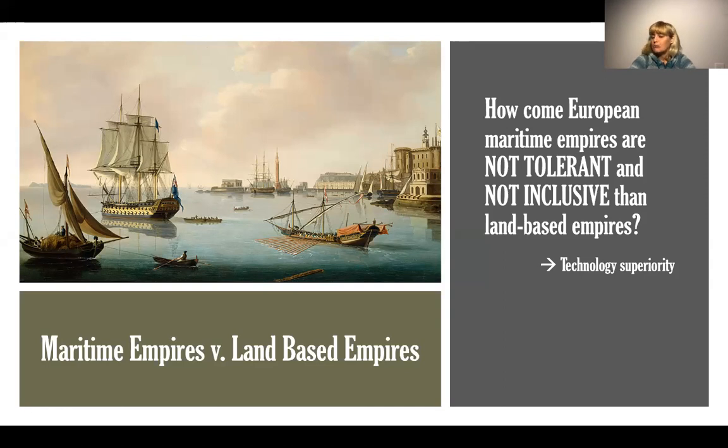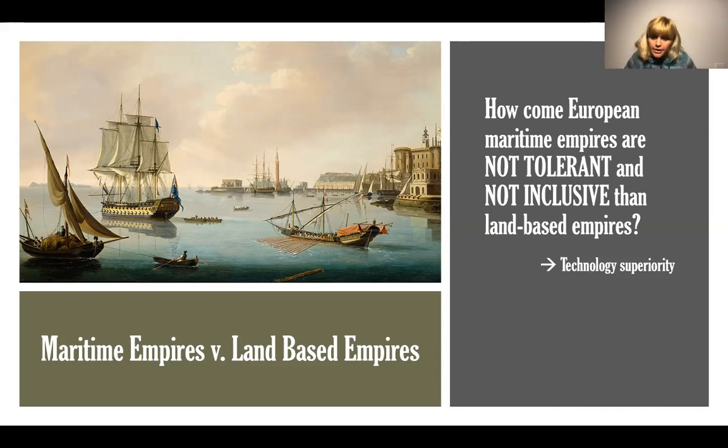How come European maritime empires are just not tolerant? Like they're just not inclusive. What's the difference here, okay? Why did the Mongols have to be tolerant and inclusive of local civilizations, but the Portuguese Empire doesn't? Like, what's the difference here? And honestly, it comes down to technological superiority, okay?